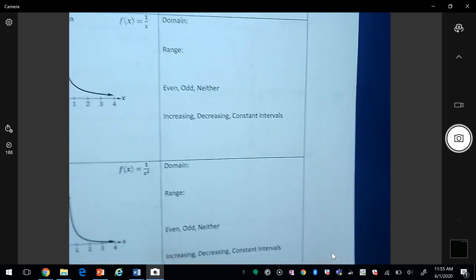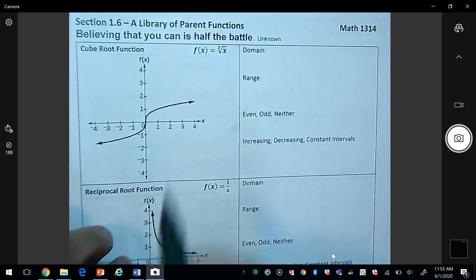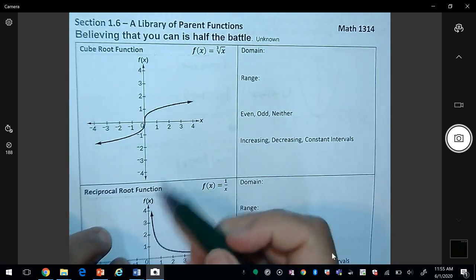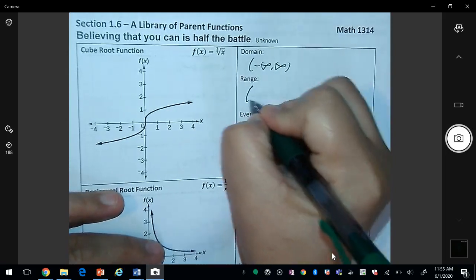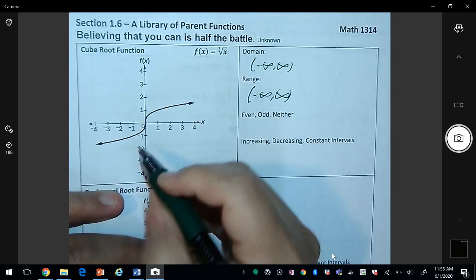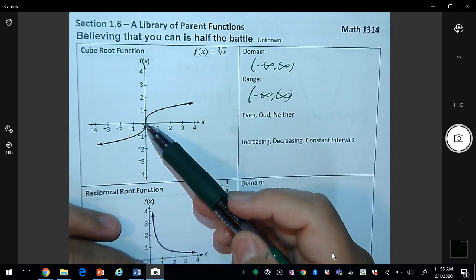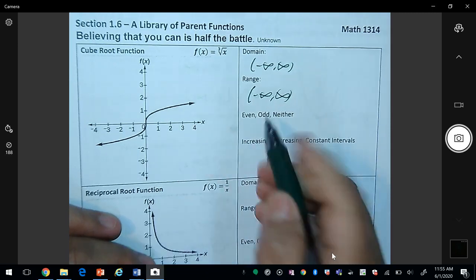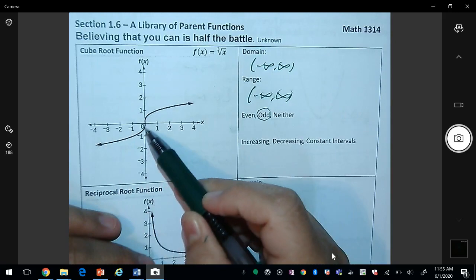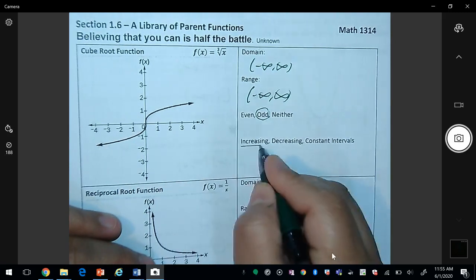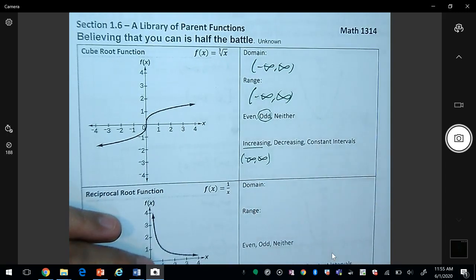The next one is the cube root function. So notice it has a cube root. And so the domain is still negative infinity to positive infinity. The range is still negative infinity to positive infinity. This is going to have symmetry on the origin. So we say it's odd. And this graph is increasing at every part of the x-axis from negative infinity to positive infinity.